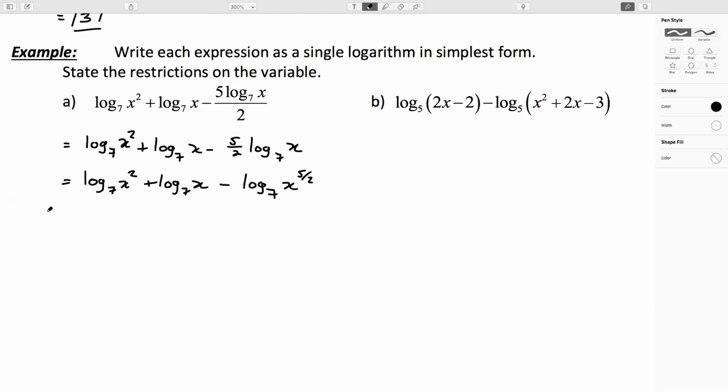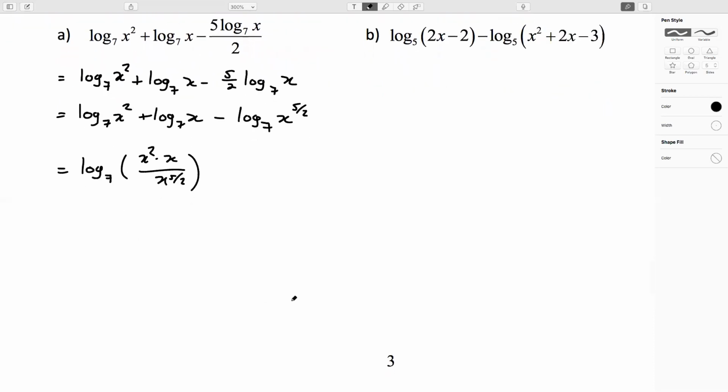Now I can join these together. So this is log base 7 of x squared times x divided by x to the 5 halves. We've got a bit of work to do with our exponents. So this equals log base 7 of x to the 2 plus 1 minus 5 over 2. The 2 comes from this term, plus 1 because we're multiplying this, and then minus 5 halves because we're subtracting it.